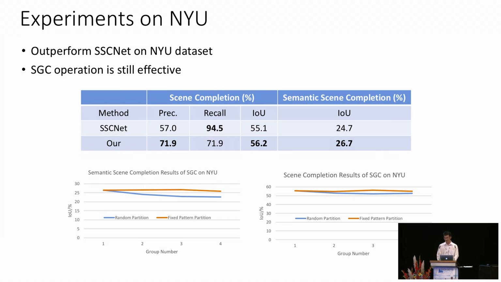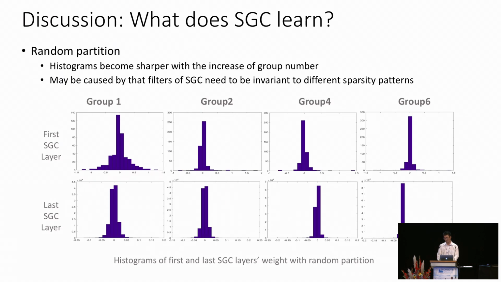We also conduct experiments on noisy real-world NYU dataset. Experiments show that both our network design and SGC operation are still effective on real-world data. Next, we will give more discussions about SGC.